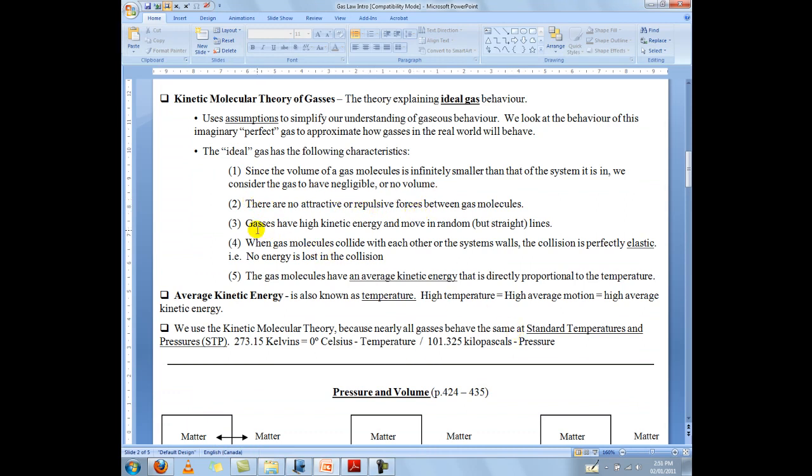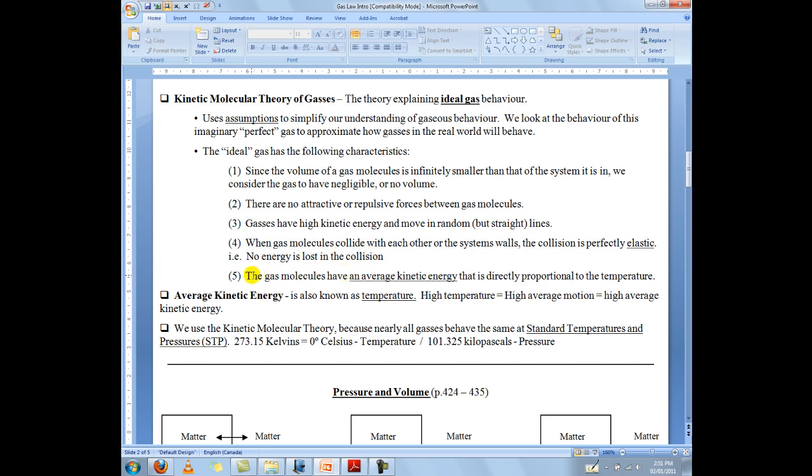The next assumption we make is that gases have high kinetic energy and move in random but straight lines. We also assume that when gas molecules collide with each other or the system walls, the collision is perfectly elastic, meaning that since gas molecules have so much energy, if they bounce against the wall, the amount of energy they lose is so very small compared with the amount of energy they actually have. And so because the amount of energy lost is so very small, we just pretend it's a perfectly elastic collision, meaning that no energy is lost in the collision itself.